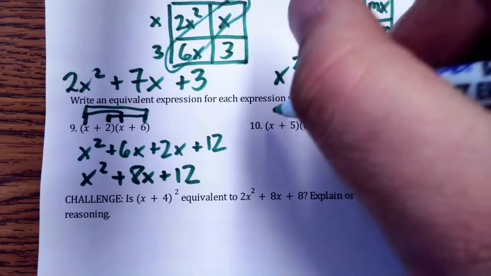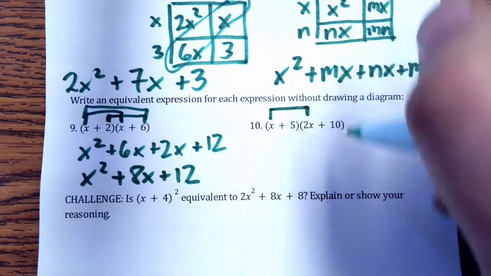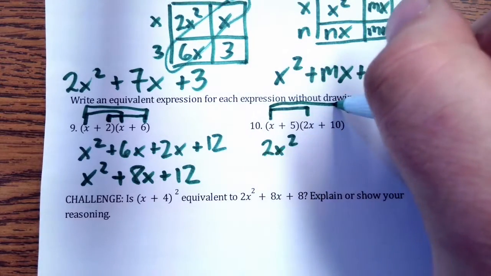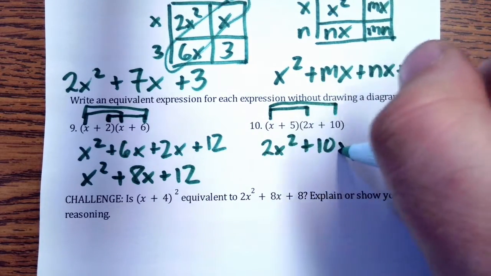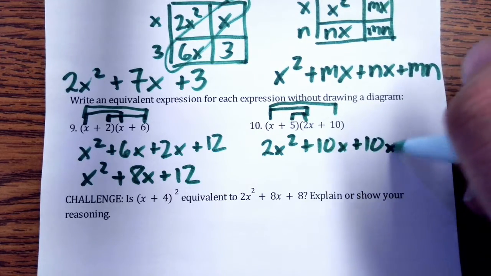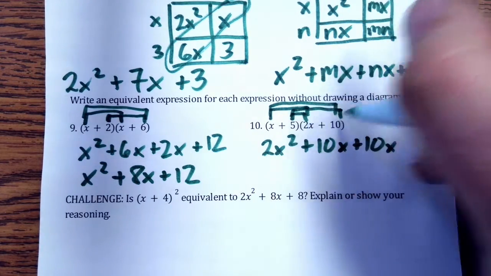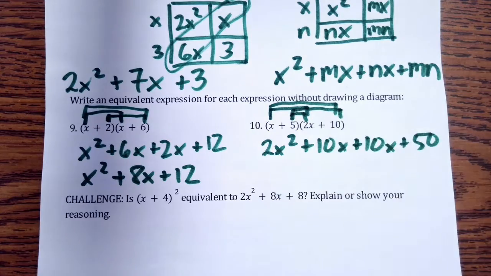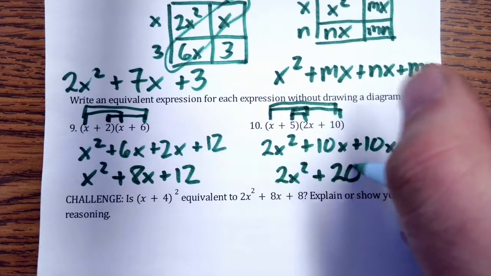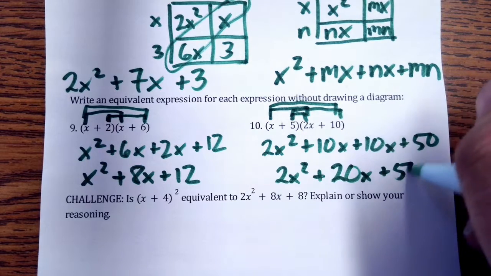Number 10, if I have x times 2x, that's 2x squared. X times 10 will be 10x. 5 times 2x is another 10x. And 5 times 10 is 50. So we get 2x squared plus 20x plus 50.